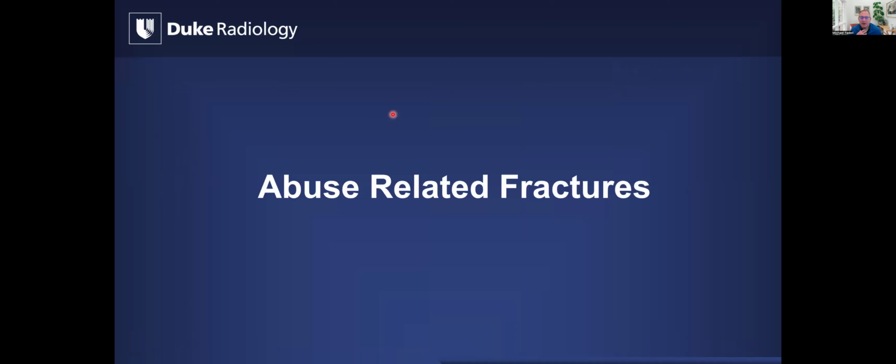Okay, so this is abuse-related fractures. So let's see. When I was in Ethiopia recently, I discussed this a little bit with some of the radiology residents there, but I just want to educate you all on what we see and what we're looking for: fractures that are highly specific for abuse.